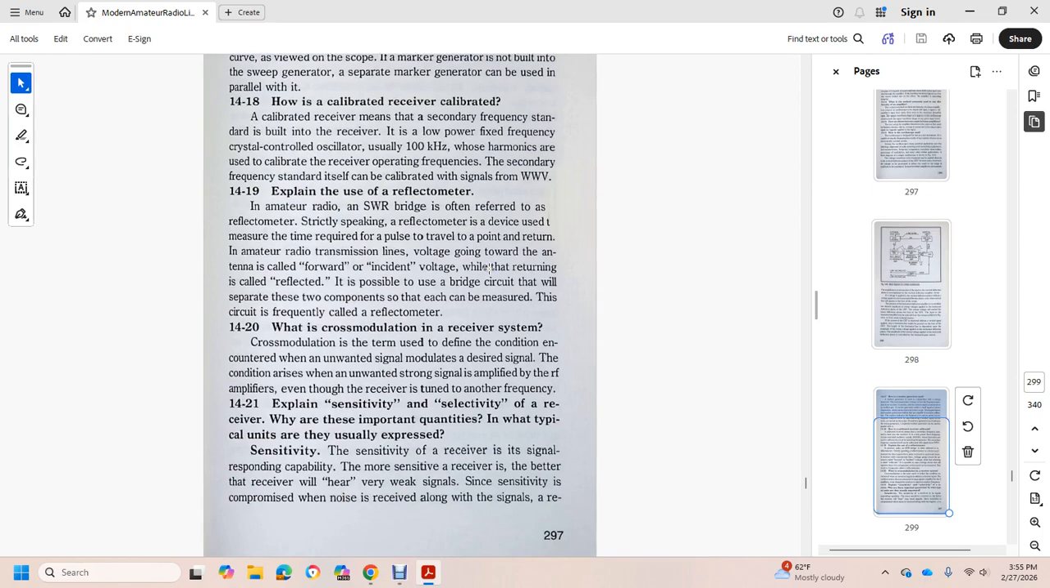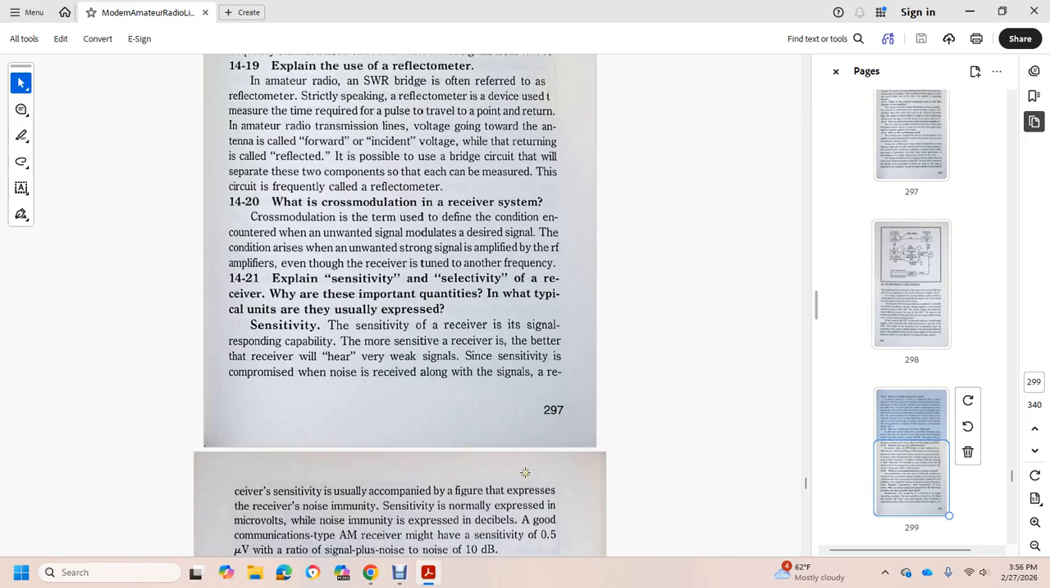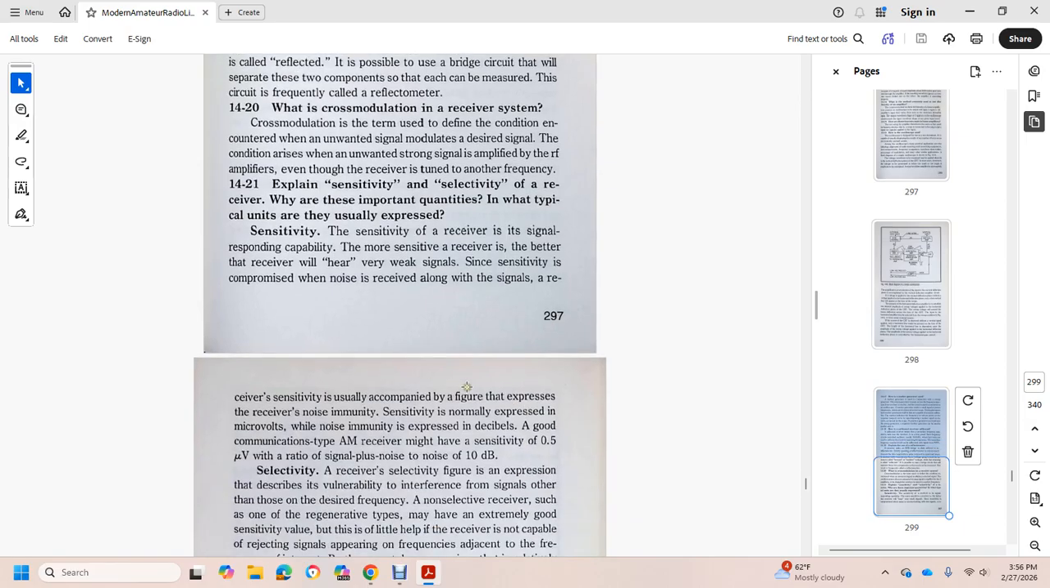Explain sensitivity and selectivity of the receiver, what the important quantities and typical units are. The sensitivity of the receiver is its capability to respond to a signal. The more sensitive the receiver, the better it hears very weak signals, though sensitivity is compromised by the noise of the receiver along with the signals. A receiver's sensitivity is usually compared to a figure, normally expressed in microvolts, with the noise expressed in decibels.